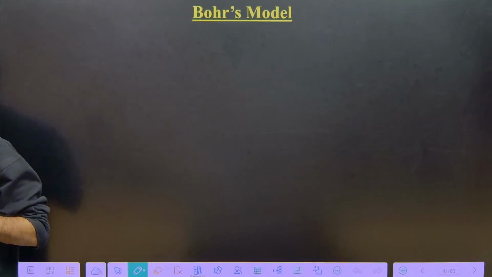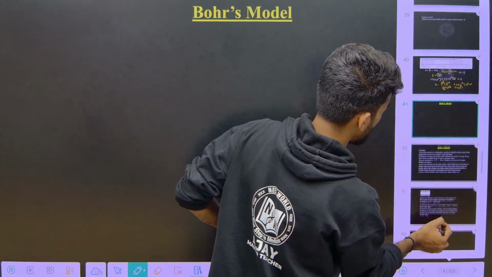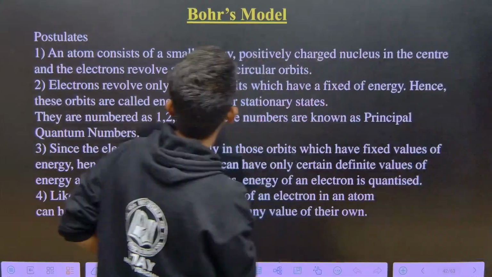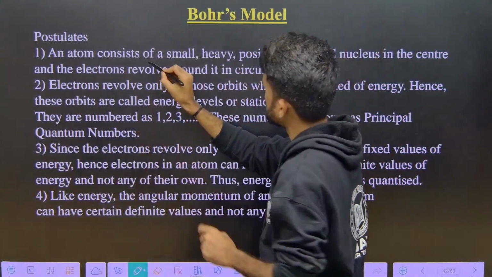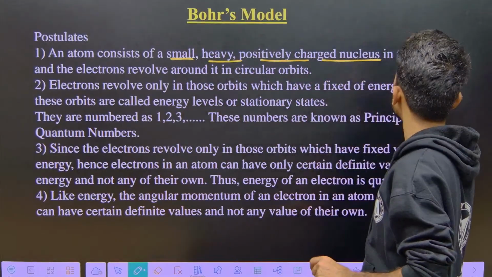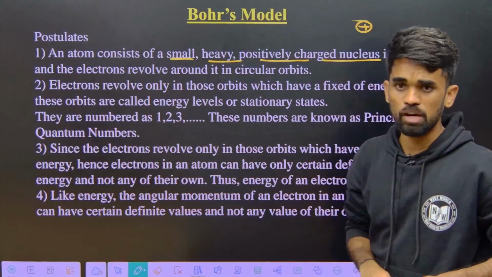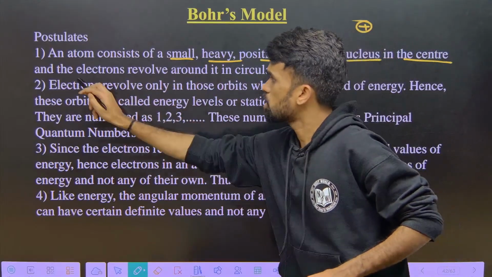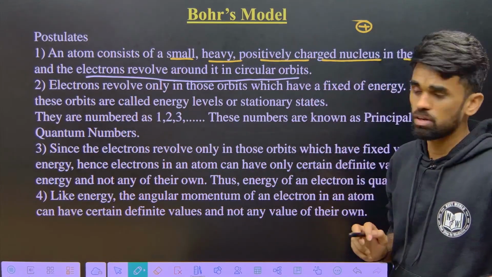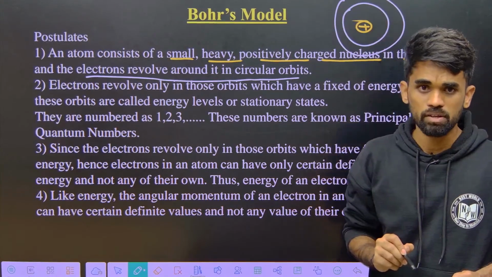So what do we have here? See, in this Bohr's model, let me take all these postulates. What are the postulates we have? The atom consists of a small, heavy, positively charged nucleus in the center. This is the center part where the positive charge is concentrated, around which the electrons revolve in circular paths.